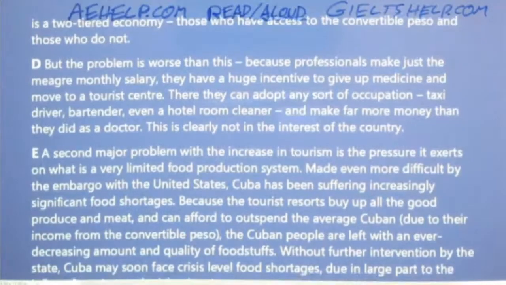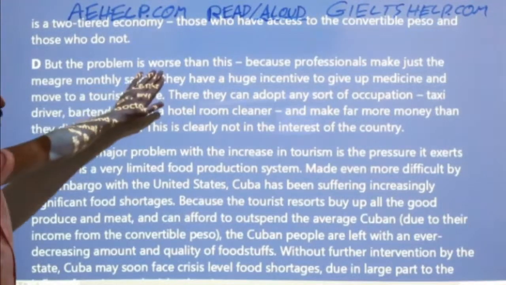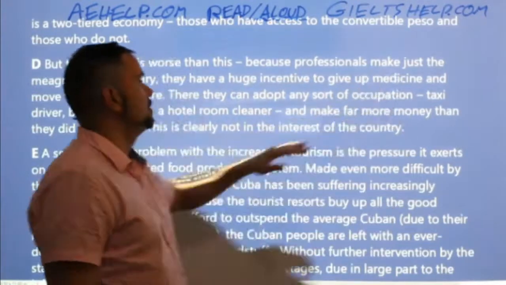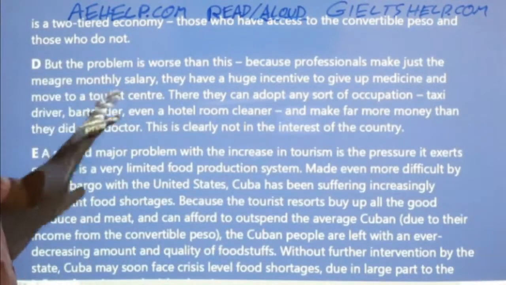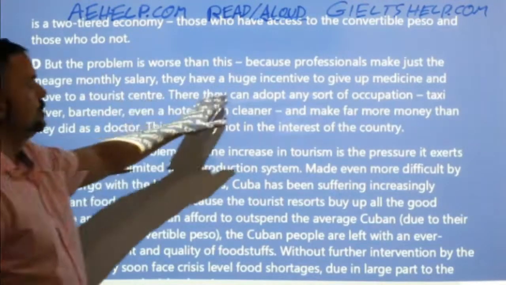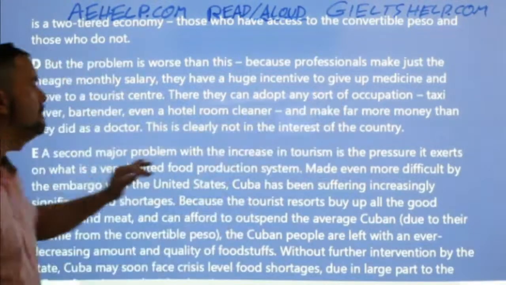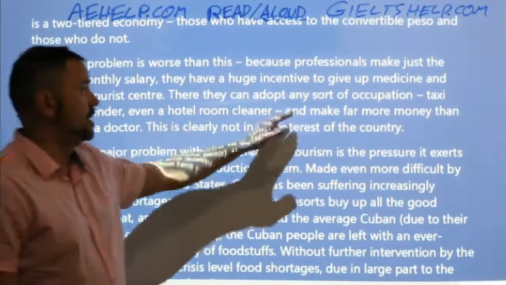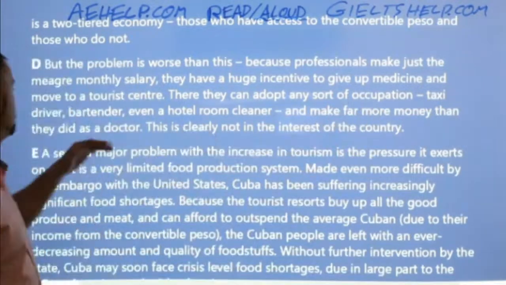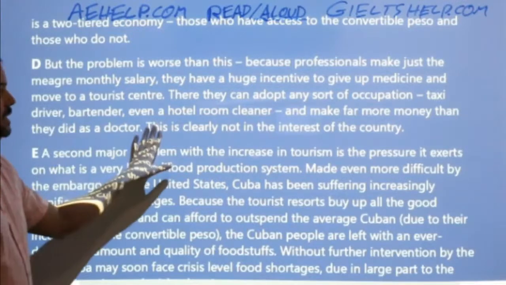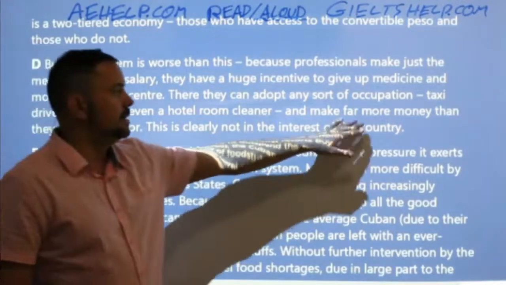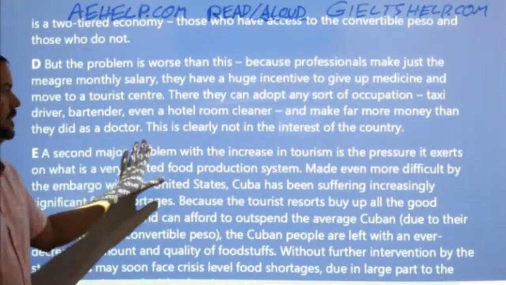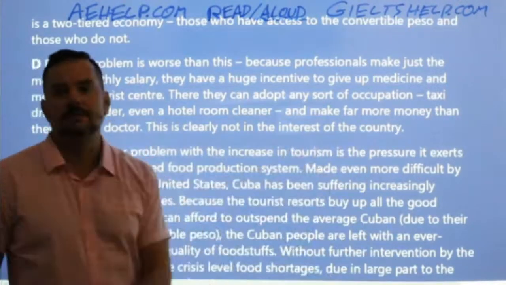Here we go. But the problem is worse than this. Because professionals make just the meager monthly salary, they have a huge incentive to give up medicine and move to a tourist center. There, they can adopt any sort of occupation, taxi driver, bartender, even a hotel room cleaner, and make far more money than they did as a doctor. This is clearly not in the interest of the country.